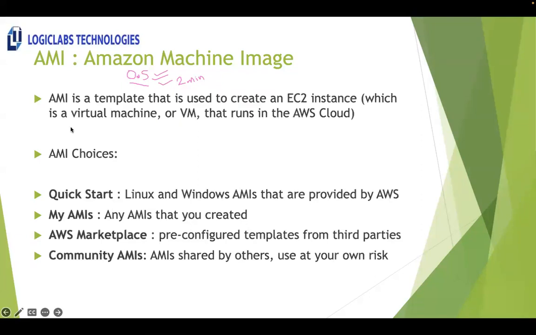So when we come to the AMI part, when we are selecting an operating system, we have some options. The first option that will come is called Quick Start AMI. So what is Quick Start AMI? Amazon is saying Linux and Windows AMIs that are provided by AWS will come with the help of the Quick Start AMI option. Some operating systems are free, some operating systems are paid.